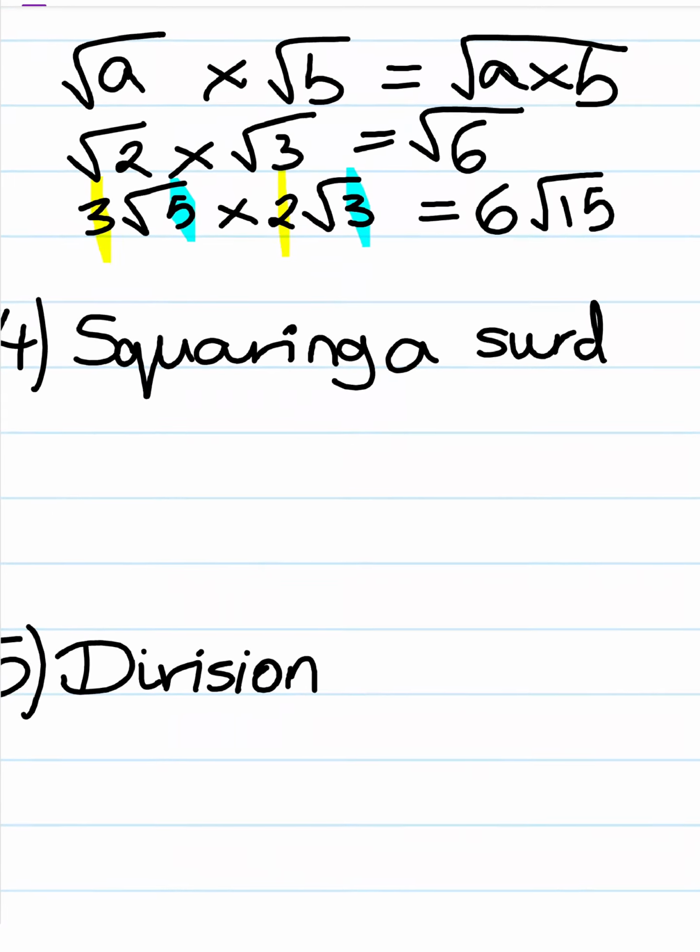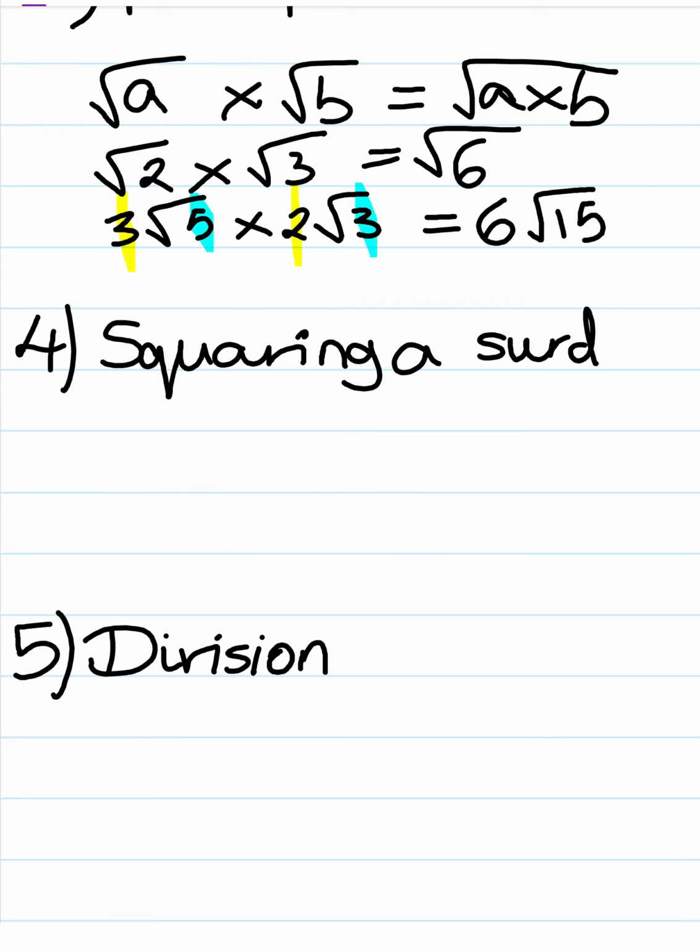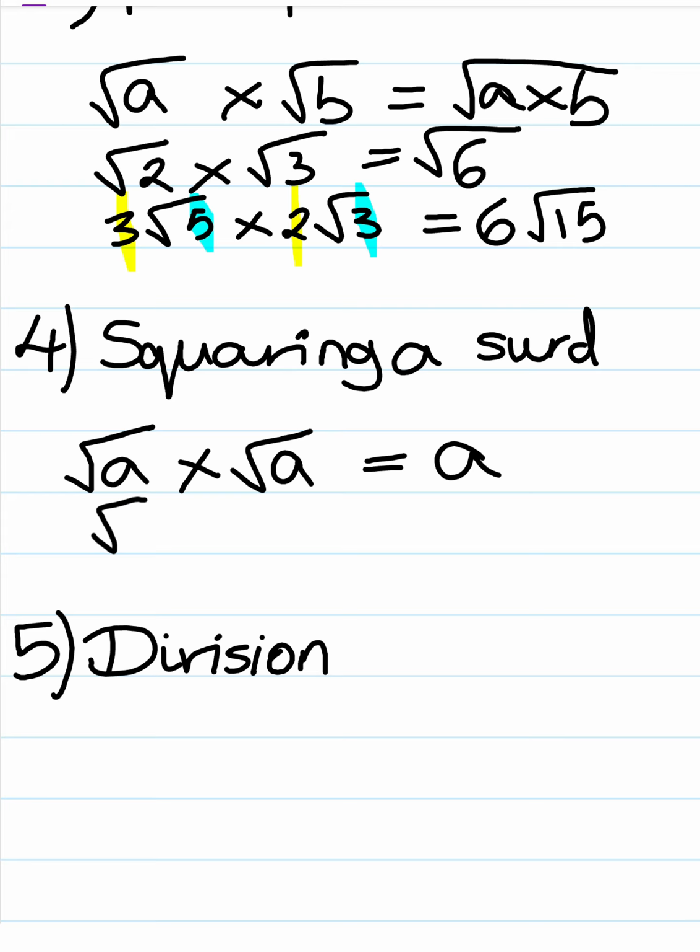If you're squaring a surd, this is a special case, as the square root of a times by the square root of a is simply a itself. For example, the square root of 7 times by the square root of 7 gives you 7. This is a nice way of making surds into a rational number.